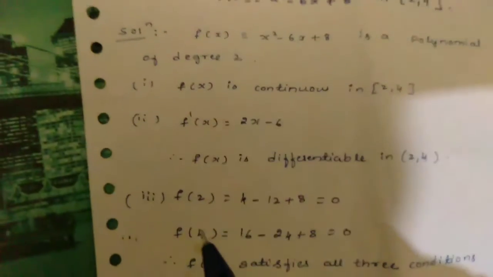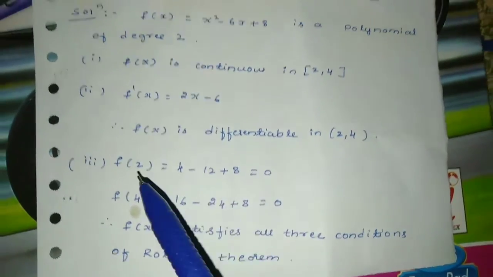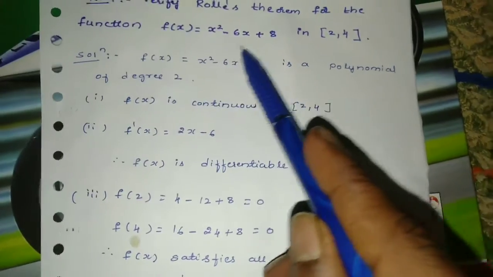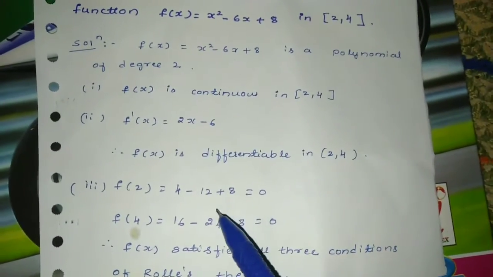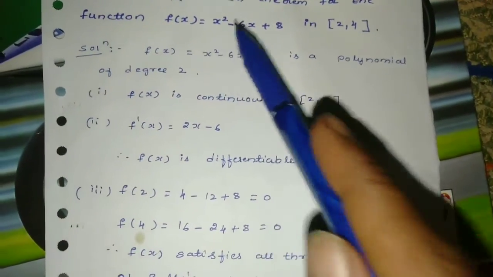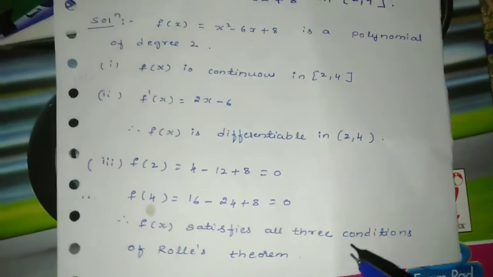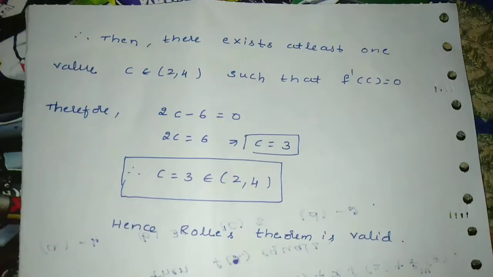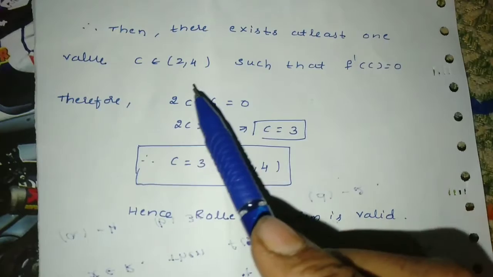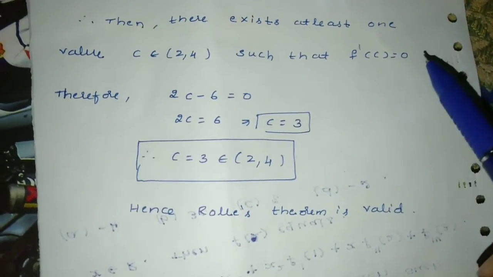The third condition is f of 2. In place of x in this equation we replaced 2. We get 4 minus 12 plus 8 is 0. In place of x we replaced 4. We get 0. Therefore f of x satisfies all three conditions of Rolle's theorem. Then there exists at least one value c belongs to open interval 2 comma 4 such that f dash of c is equal to 0.